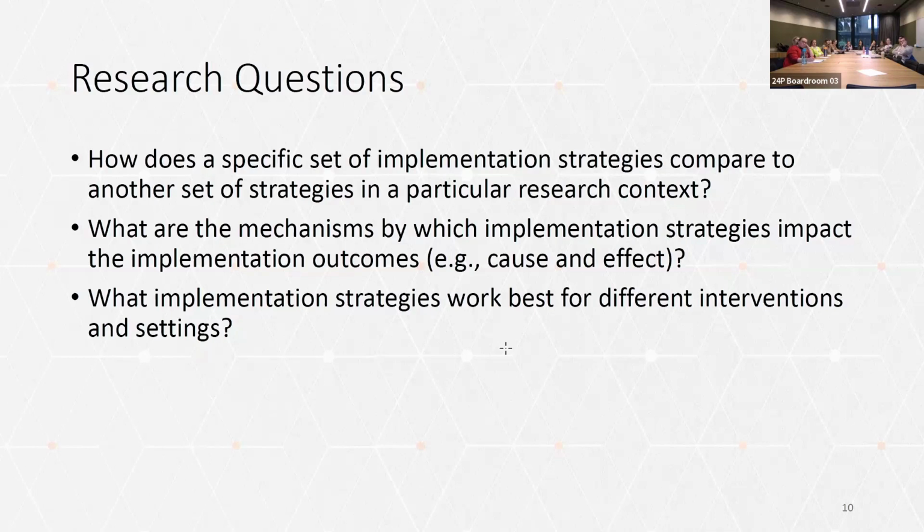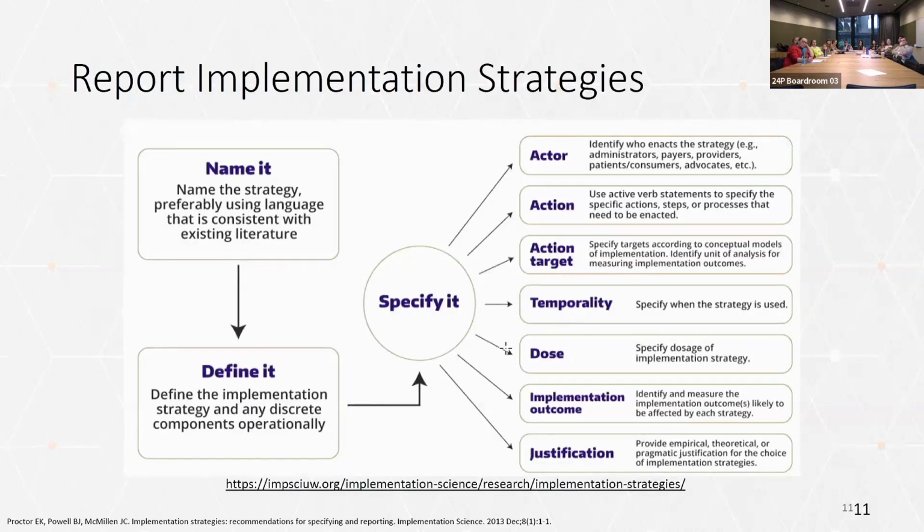You can look at the mechanisms of whether they worked. So maybe thinking about that cause and effect of, we use this strategy and these are the outcomes we got. And then you can also ask questions about which strategies work best for different interventions and settings. And when you use a strategy, this is what we're going to go through today.